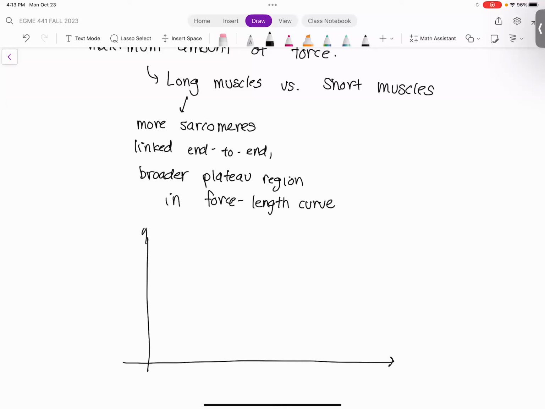It's going to lead to a broader plateau region, and it's going to shift it to the right as well. And so if we draw the force length curve, I'll give you two examples here. One for a short muscle, one for a long muscle. For a short muscle, you might have a curve that looks kind of like this.